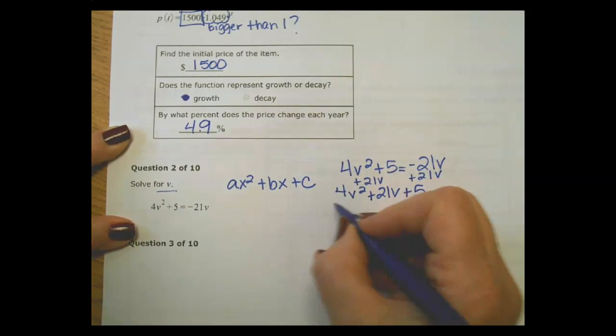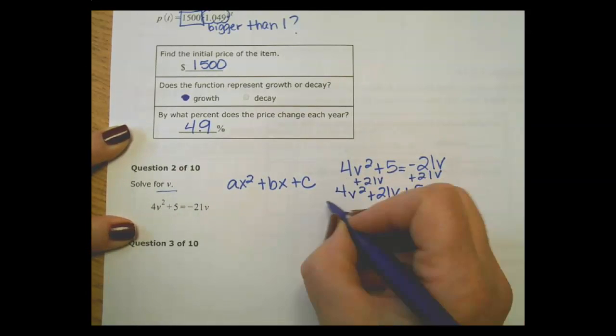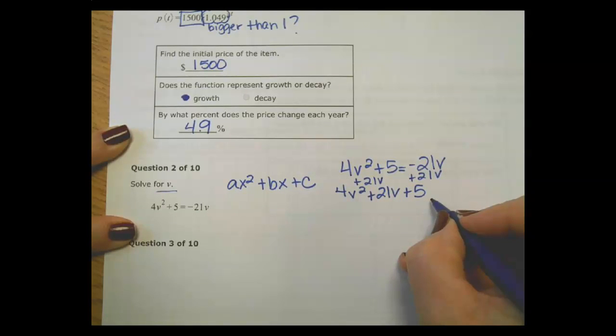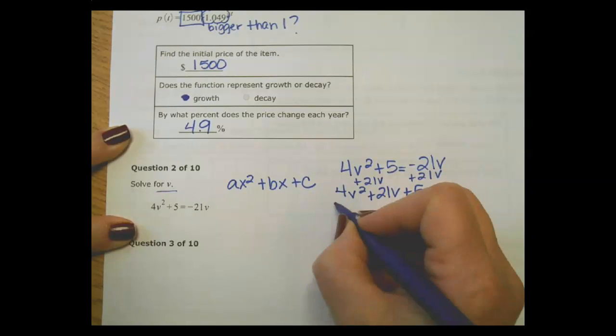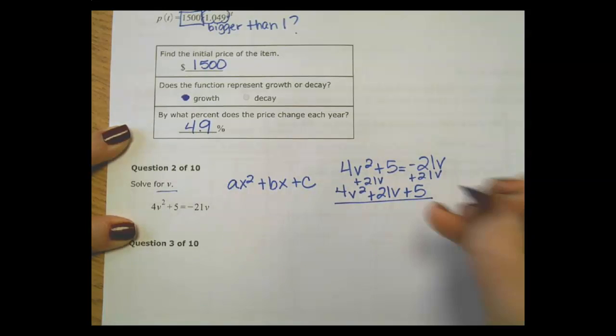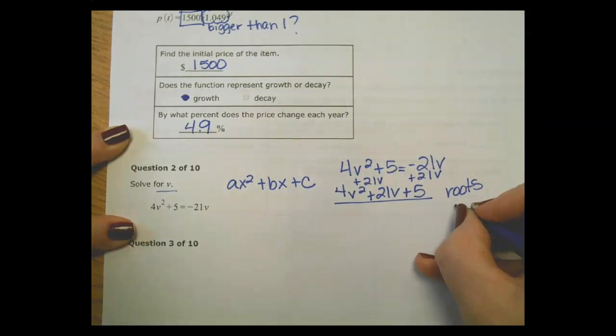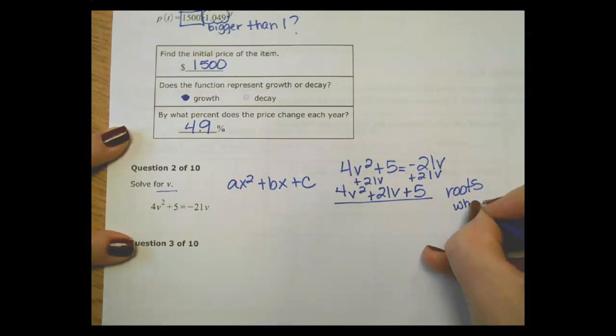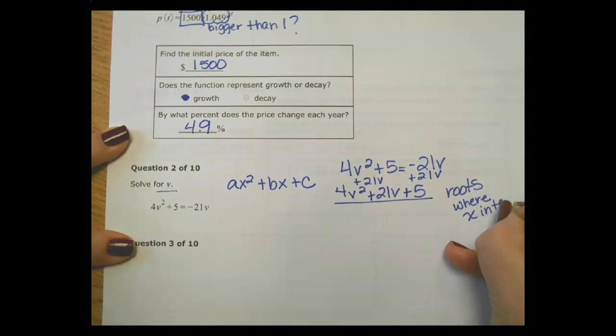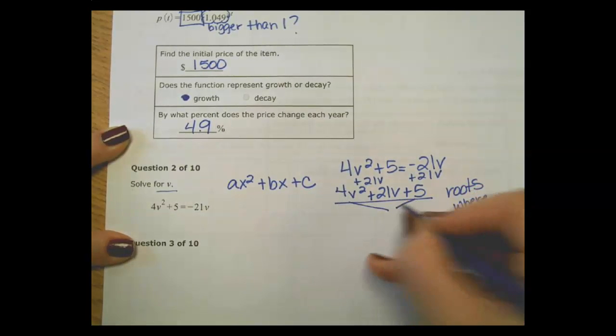Now, you can go ahead and put this into Desmos, and it might ask you for the roots. If you're looking for roots, that is where it hits the x, the x-intercept. Not the y, but the x. Those are your roots. Okay, so right now I'm going to go ahead and factor that.